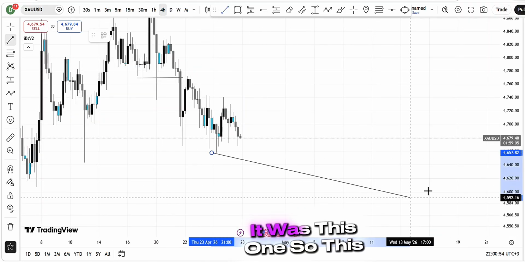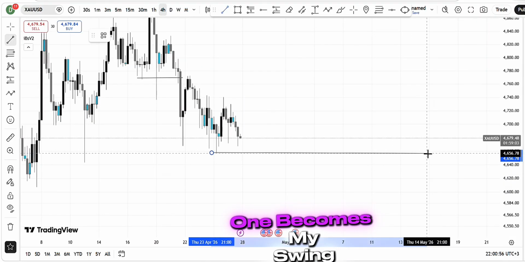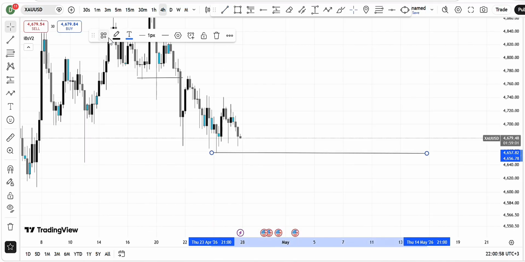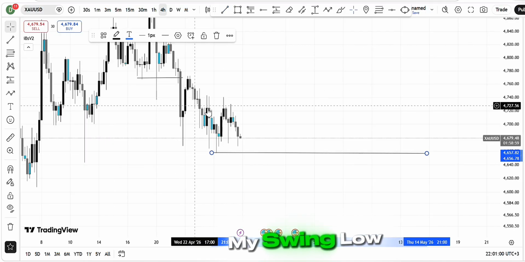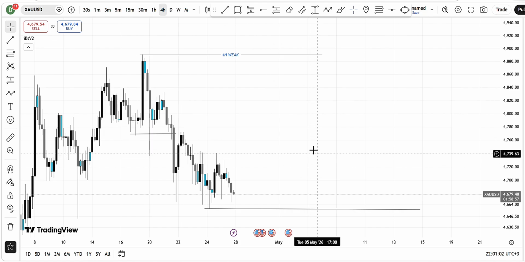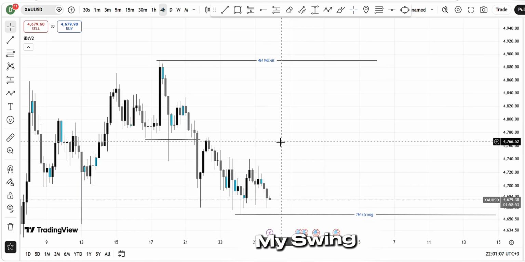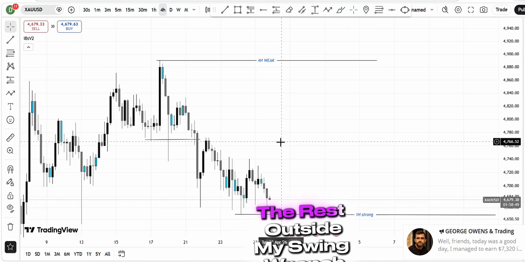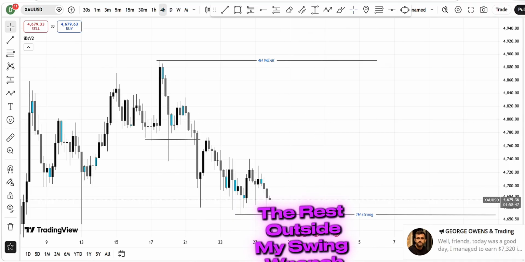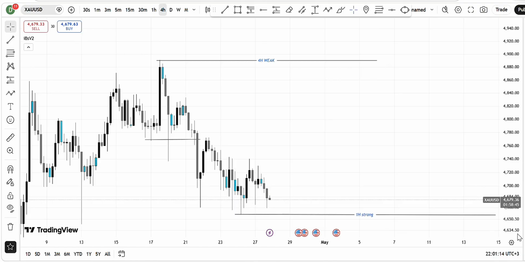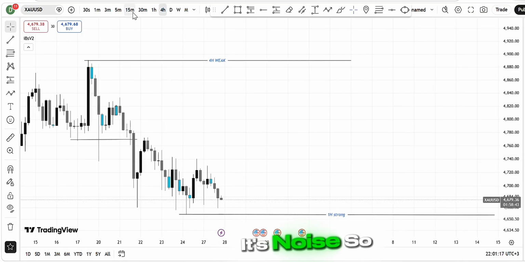So when this becomes my swing high, where is the lowest point the market went? It was this one. So this one becomes my 4H swing low. After identifying my swing range, I'm going to be focusing only on my swing range. The rest outside my swing range is noise.